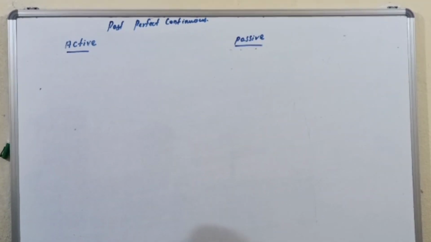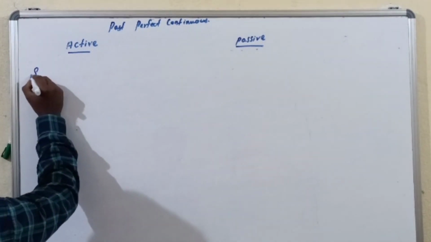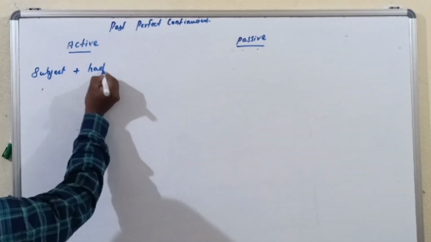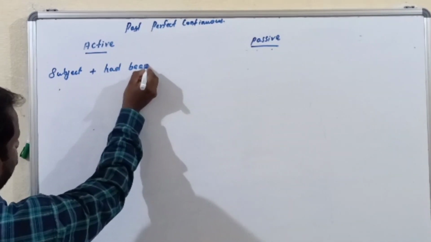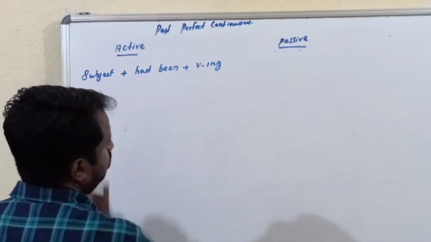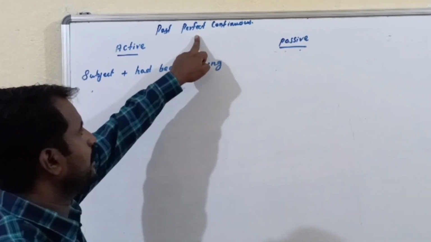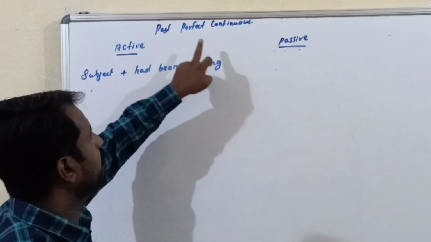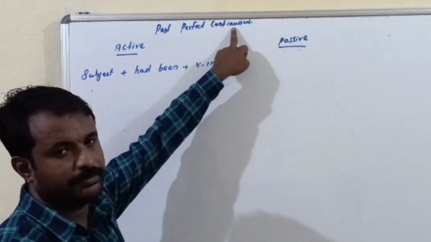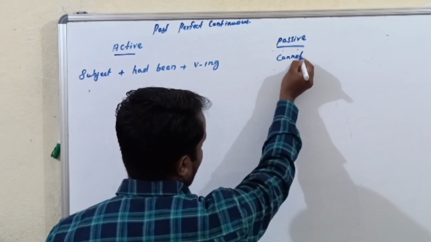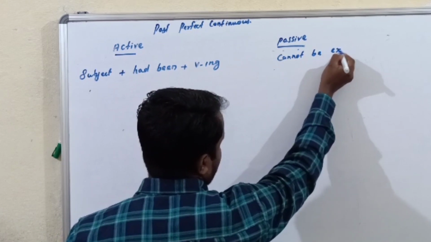Okay, past perfect continuous. Subject plus had been plus ing form of the verb. And as I told you before, as we have seen, past perfect continuous tense cannot be expressed in passive voice. Cannot be expressed.